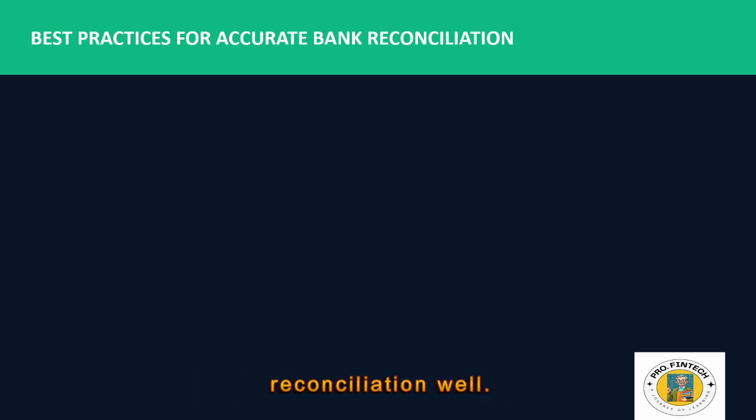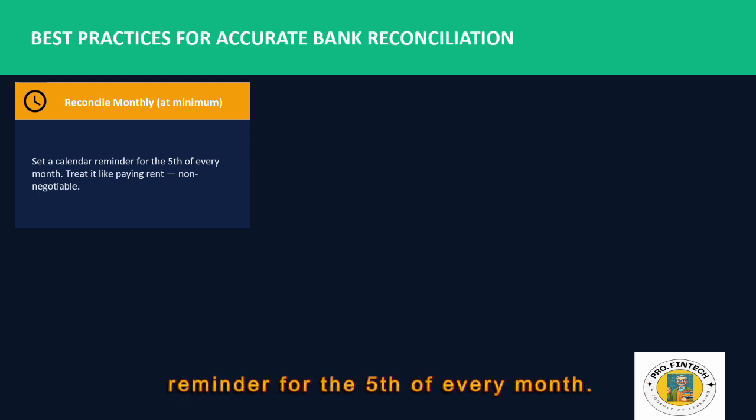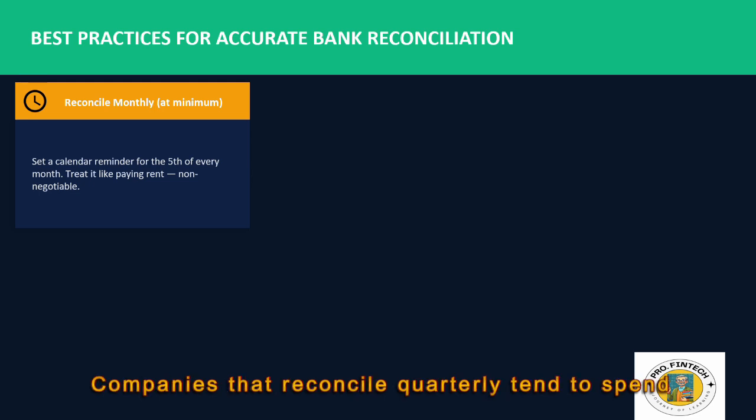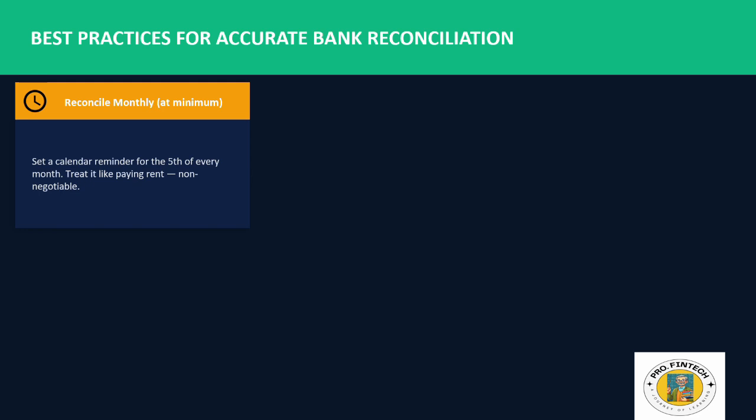Let's talk about how to do bank reconciliation well. Best practice number 1: reconcile monthly at minimum. Set a calendar reminder for the 5th of every month. Treat it like paying rent, non-negotiable. Companies that reconcile quarterly tend to spend days fixing what a monthly reviewer would have caught in minutes.